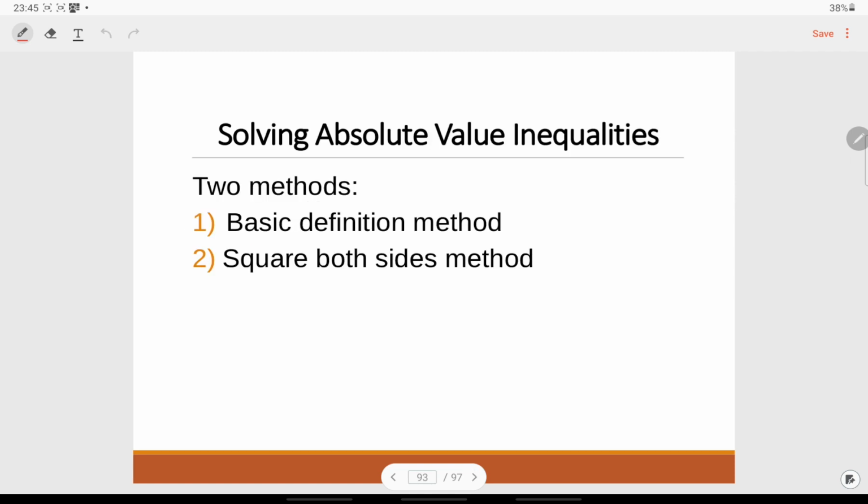Alright, so how do we solve absolute value inequalities? Also, we have two methods, just like the absolute value equation. The first one is the basic definition method, based on the definition of absolute value. And the second one is the square both sides method.